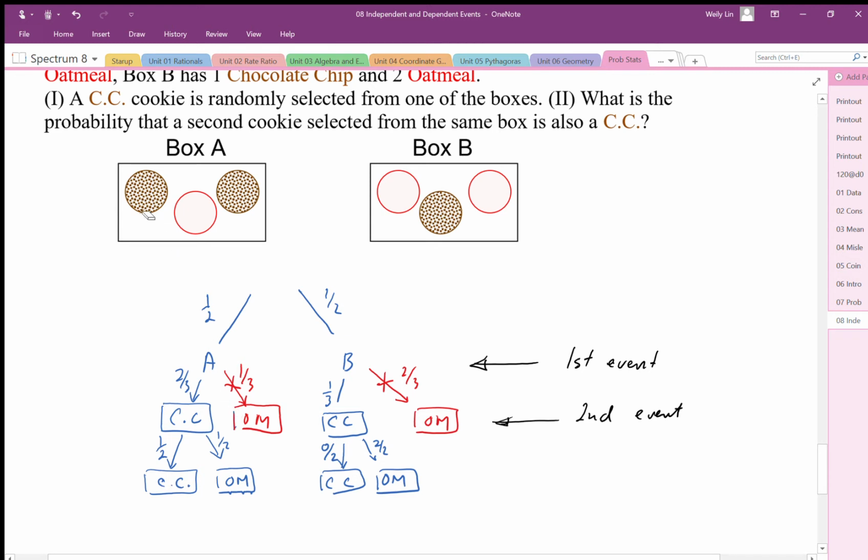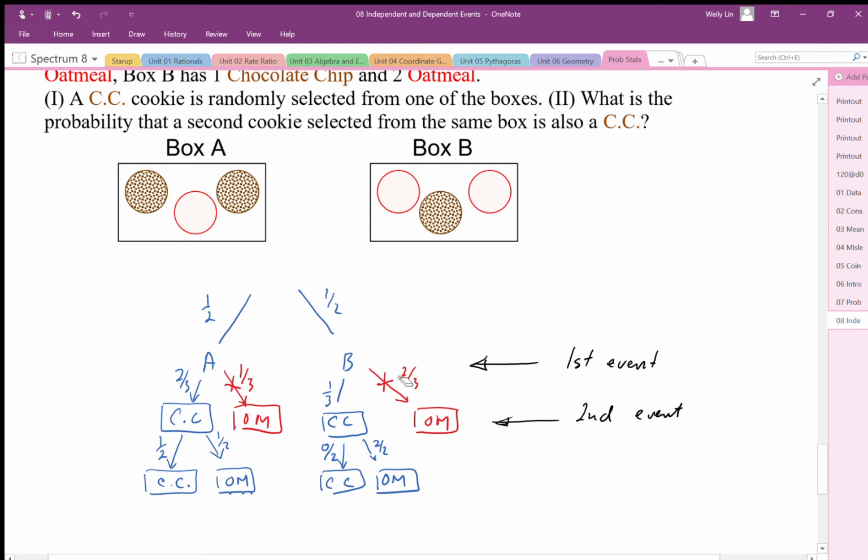In box A, there are 2 chocolate chips, so the probability of selecting the chocolate chip is 2/3 here. The probability of selecting chocolate chip is 2/3 here, 1/3 here. Since there's only one oatmeal, there's only a 1/3 chance, but we know that this didn't happen. So we know we can't go down there. So this is not a possibility.